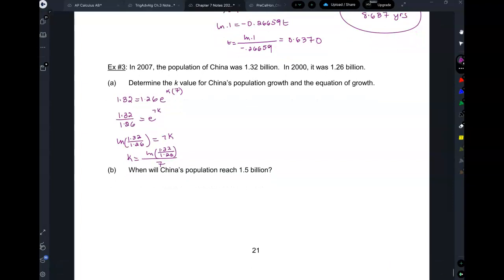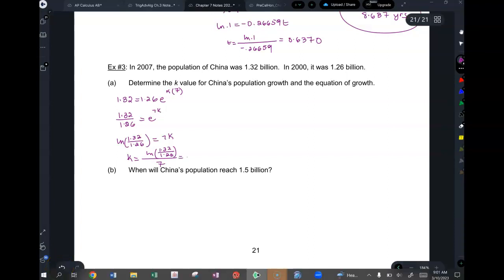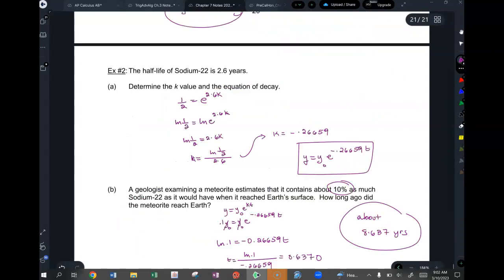So, all right, Todd, tell me how much k is. 0.006645. The more decimal places you go to, the better, because then there's less rounding error. Okay, so for the equation, take a look.